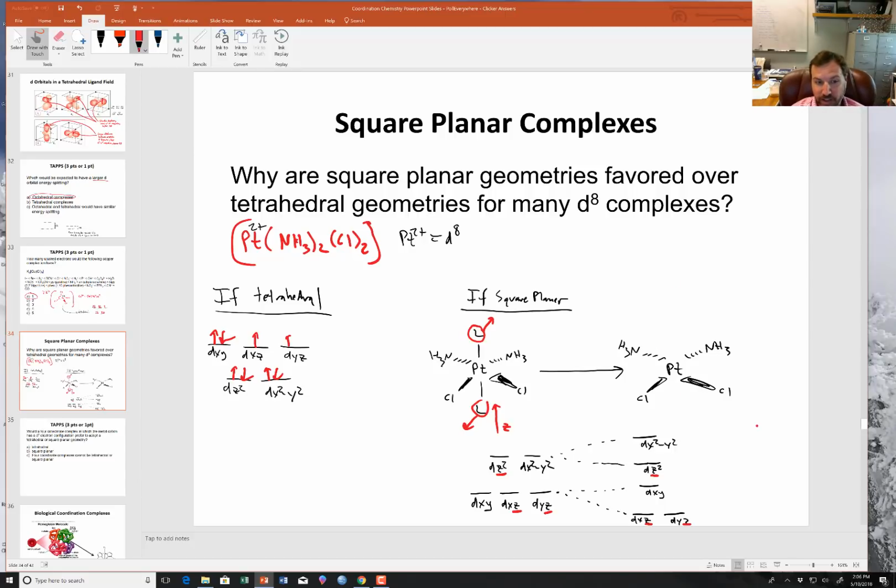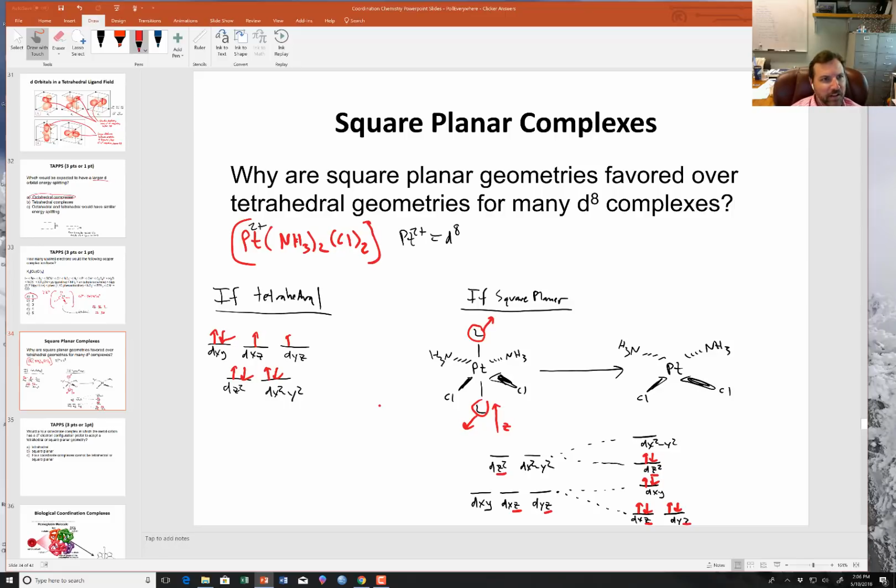Okay. Now again, if we have d8, now we're going to fill the lowest energy orbitals first. It turns out all of the energies of these square planar orbitals are different enough in energy to where we're going to fill up the orbitals first before we go to the next highest orbital. So we get paired electrons in each orbital. All right, so here's our square planar geometry in our electron configuration compared to tetrahedral.